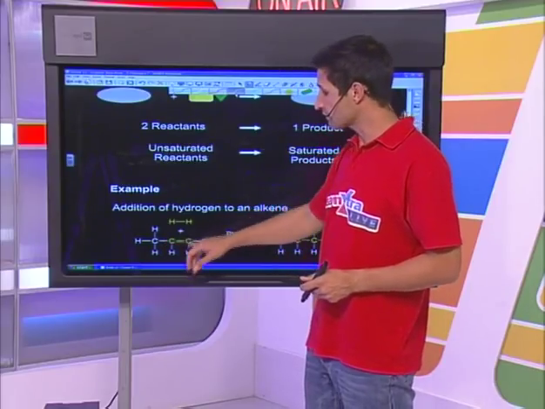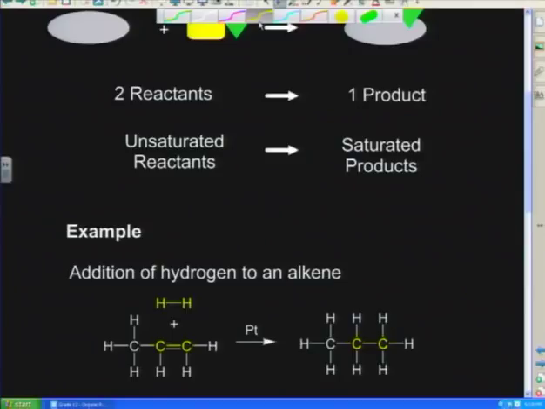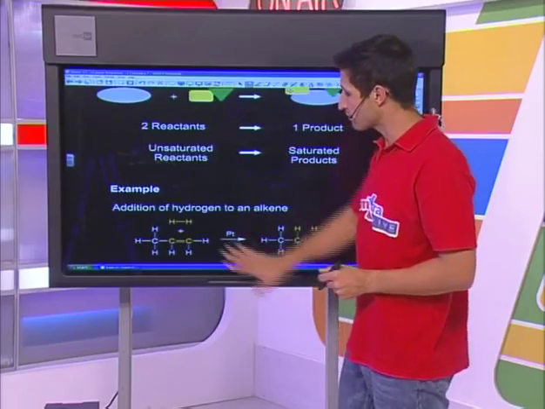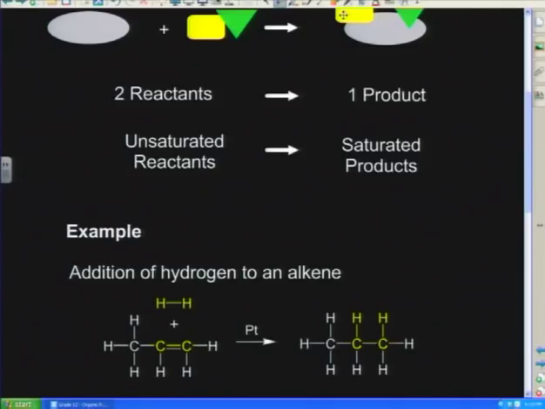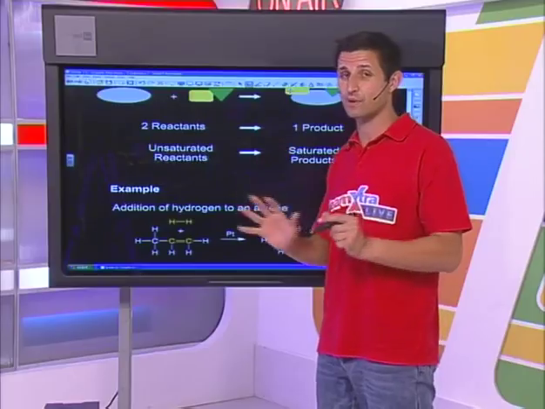Okay, so I've got this double bond. I'm adding my hydrogen. Take a look at my product. Let's see where those hydrogens went. Those hydrogens found themselves newly bonded up to the top. I've got a saturated product, and that is an alkane. I went from propene plus hydrogen to propane. Two reactants, one product, unsaturated reactant, saturated product. This is how I tell.